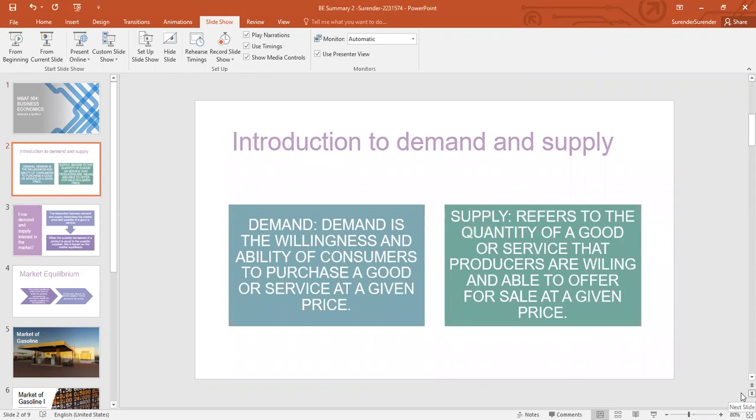Demand is the willingness or ability of consumers to purchase a good or service at a given price, which is presented to them by the producer of a product. We can say that demand is the thing the consumer wants to buy. When we talk about supply, when a product is demanded by the consumers and the producer supplies it to the market, that is called the supply of that product in the market.